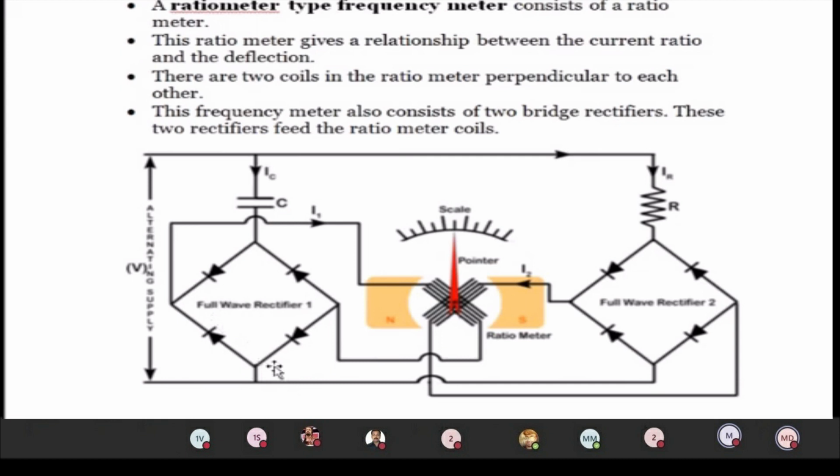So you can see, that is why it has been given that the ratio meter gives a relationship between the current ratio. Current ratio means since we are having two separate circuits, two currents will be flowing. So those ratios will be calculated and compared with the deflection of the pointer. This is the meaning of the ratio meter giving a relationship between the current ratio and the deflection.